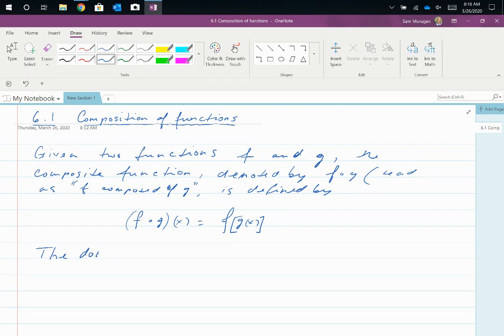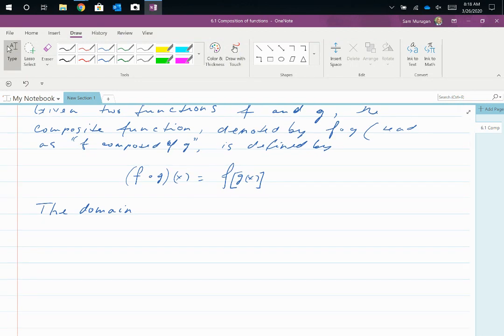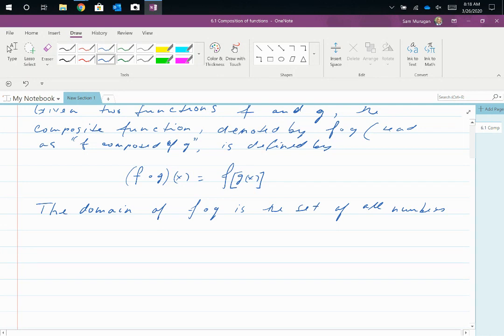The domain, and this is important, the domain of f composed of g is the set of all numbers x in the domain of g for which g of x, the entire g function, is in the domain of f.